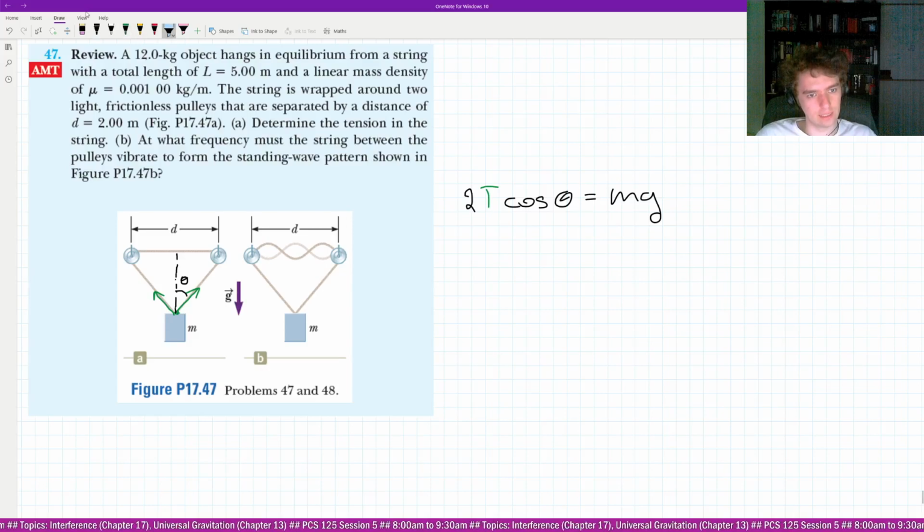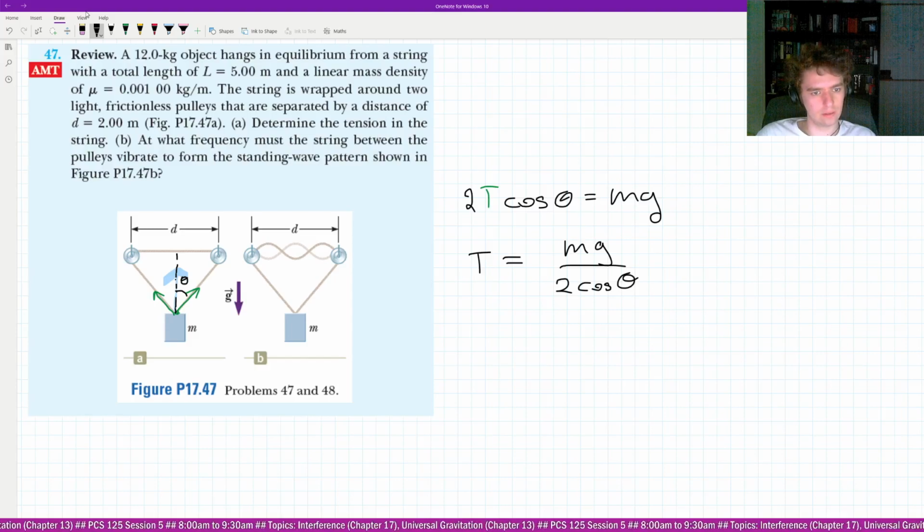This distance here, that net force up is equal to mg because that's the net force down. Right? And it's 2 times T because there's 2 of them going up like that. So now I can just solve for T. I can just say T equals mg over 2 cos theta. And then we don't know anything about theta, but I guess I can just say theta.